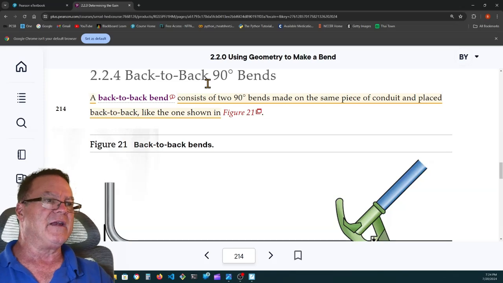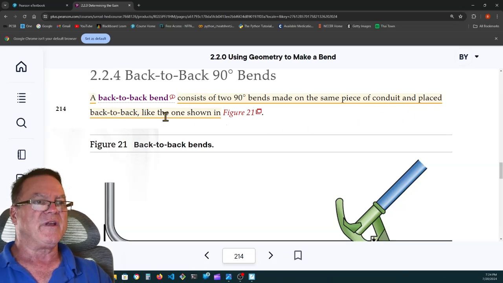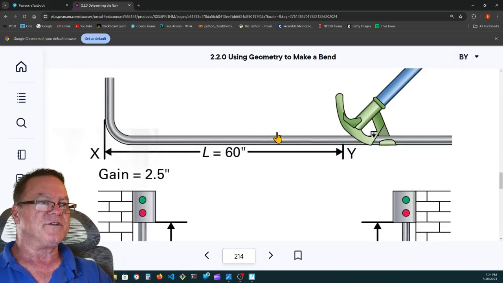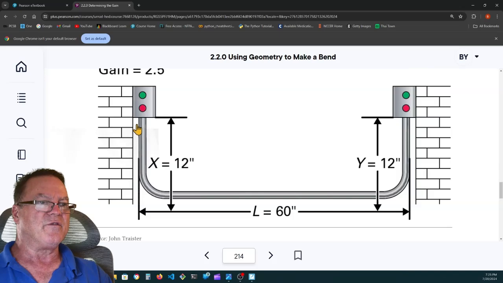2.2.4, back-to-back 90-degree bends. A back-to-back bend consists of two 90-degree bends made on the same piece of conduit and placed back-to-back like the one shown. So here's the first bend, and then they're going to make a second bend. They're going to use that star that I told you about, not the arrow, but the star. Basically, you use this when you have to go from the back of one 90 to the back of another 90. You would measure from the back of this knockout to the back of this knockout, and it would tell you how long of a back-to-back you need.